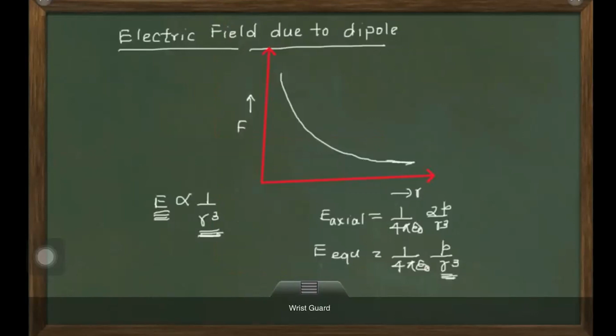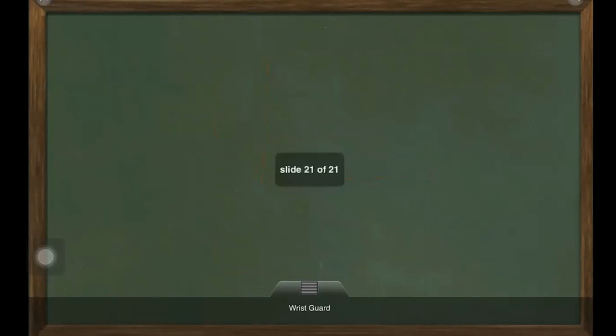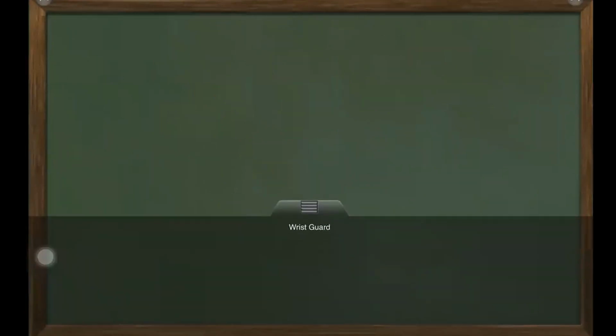Now the next topic that we discuss today, very briefly, is motion of a charged particle.